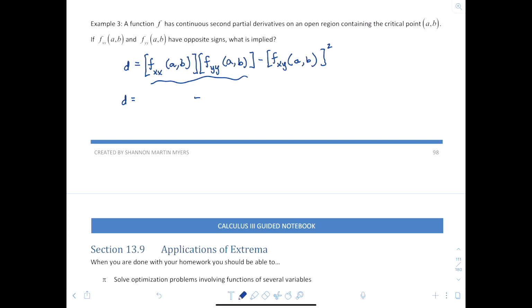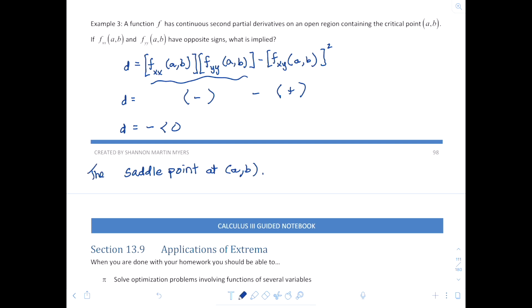Well, when you square a value, you always get a positive, right? So a negative minus a positive means that D will be negative, which is less than 0, which means we're going to have a saddle point there. Cool, cool? Okay, so that's one thing a person could use, I guess, as sort of a shortcut.